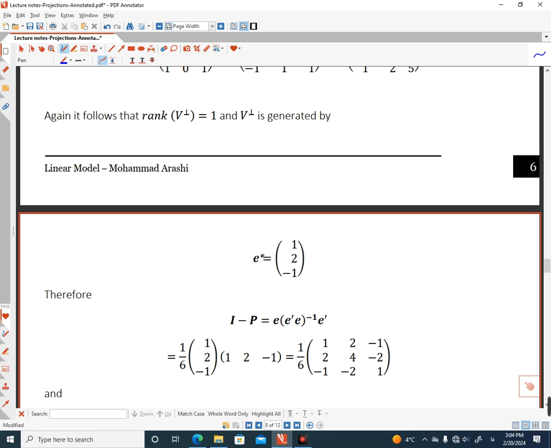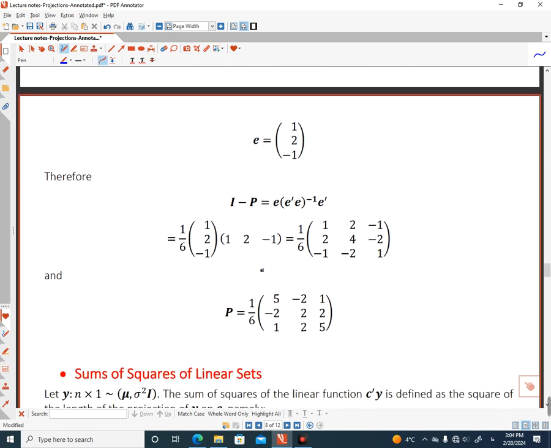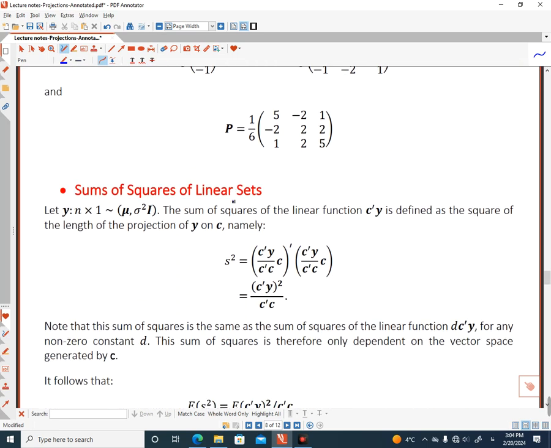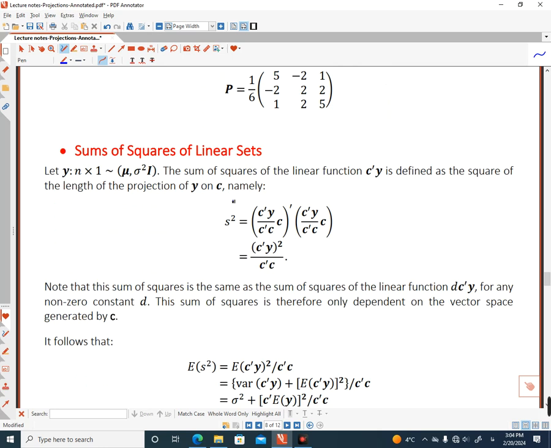Once again, with a try we can find a basis E, similar to the previous result, and we can find the projection matrix in exactly the same fashion as we discussed in the previous example. Now we get to sum of squares of linear functions, and this is actually the important part in order to see how we can use the response or expected values in conjunction with projection matrices.